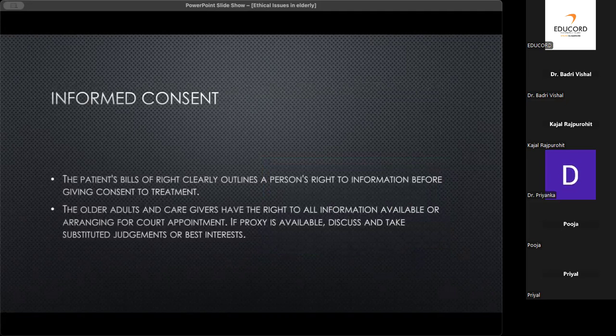Then we have informed consent. The patient's bill of rights clearly outlines the patient's right to be informed before giving consent to the treatment. The older adults and the caregivers have the right to all information available for arranging for court appointment.